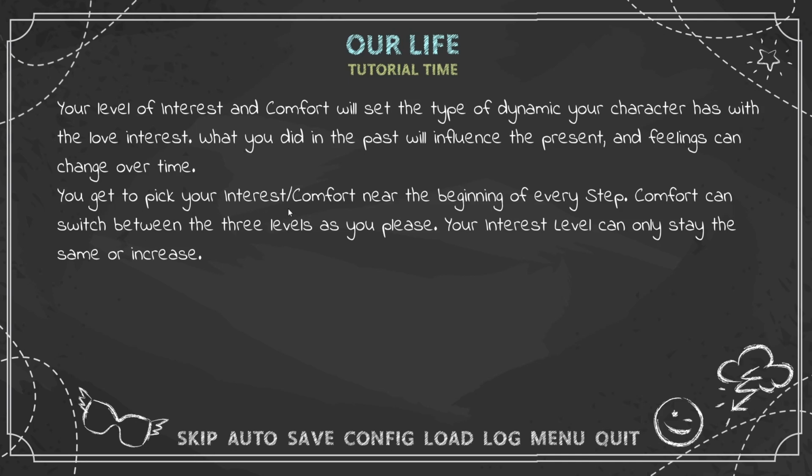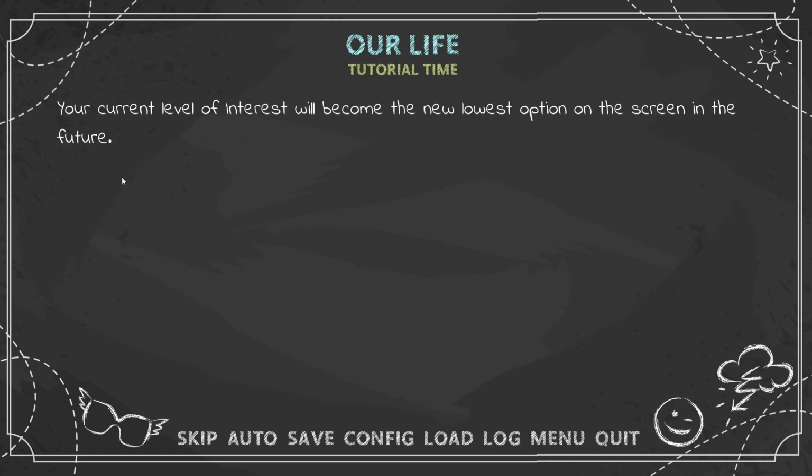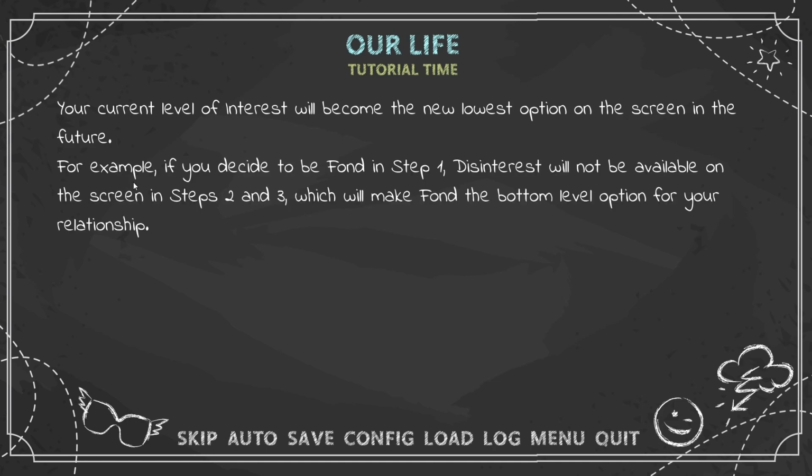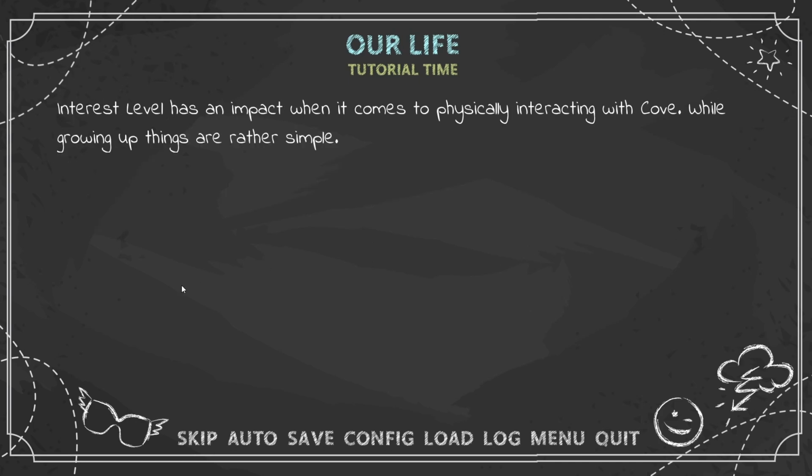You get to pick your interest and comfort near the beginning of every step. Comfort can be switched between the 3 levels as you please. Your interest level can only stay the same or increase. Your current level of interest will become the new lowest option on the screen in the future. For example, if you decide to be fond in step 1, disinterest will not be available on the screen in step 2 and 3, which will make fond the bottom level option for your relationship.